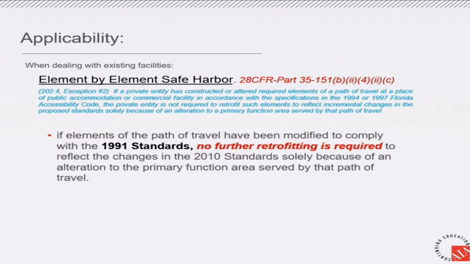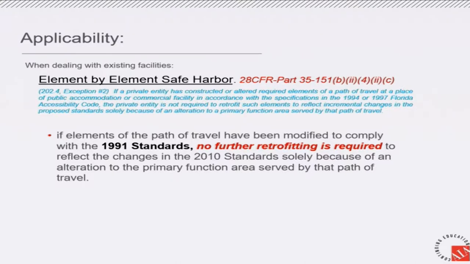But in 202.4, there's an exception that says that if you are a private entity and you've constructed or altered required elements of a path of travel at a place of public accommodation or commercial facility in accordance with the prior standards, the private entity is not required to retrofit such elements to reflect incremental changes in the proposed standards solely because of an alteration to a primary function area served by that path of travel.